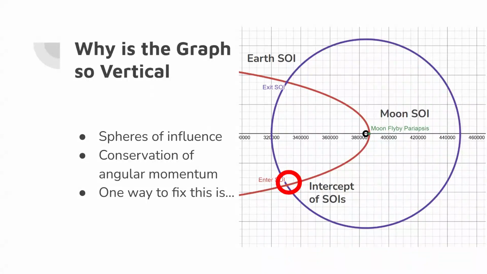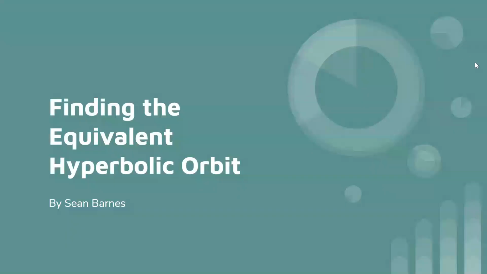So the issue is when you're traveling between spheres of influence, the conservation of angular momentum, which is due to the gravitational force, technically no longer applies since you now have different forces acting upon it, depending on where it is, which basically means I cannot use the same angular momentum from outside, which means I have to find a way to fix it. And to find a way to fix it, I did what was called finding the equivalent hyperbolic orbit.